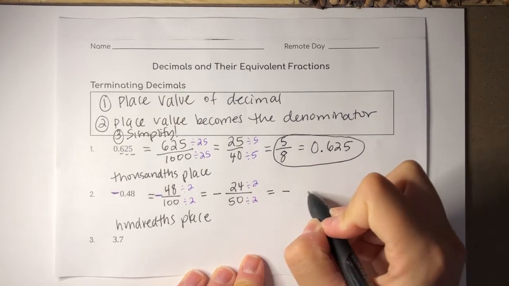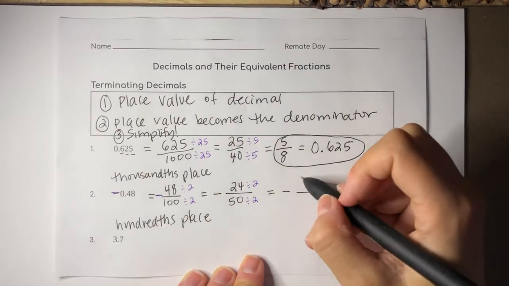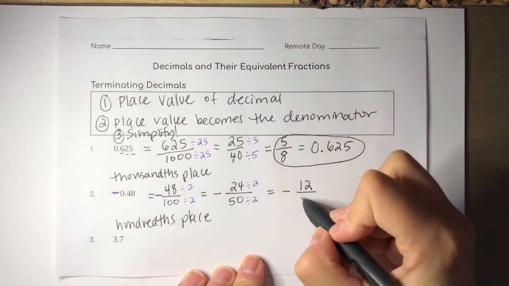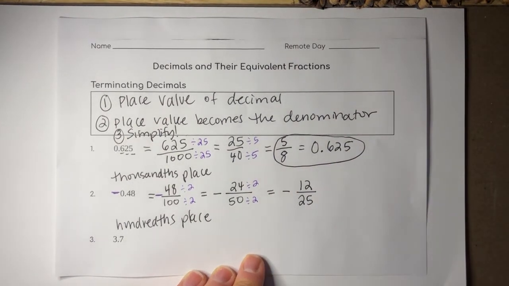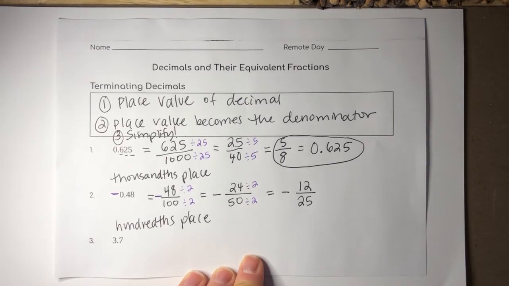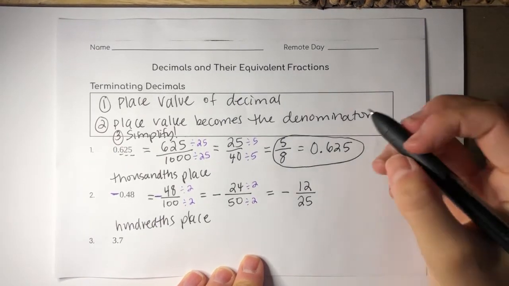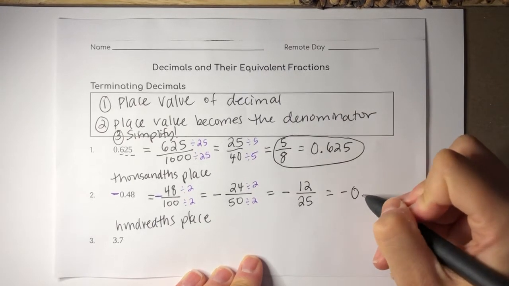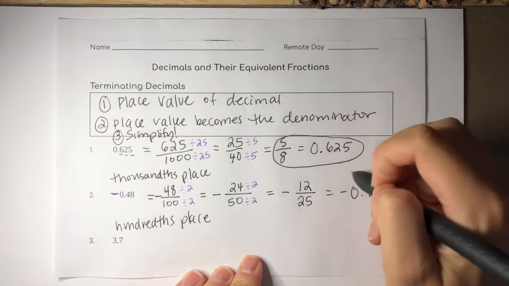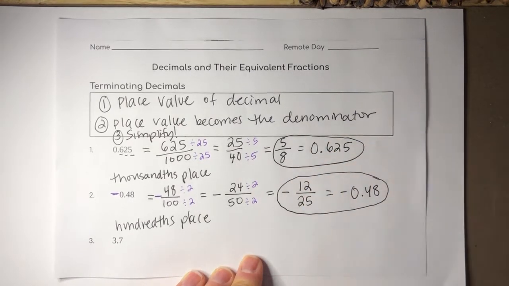So I have negative, and then 24 divided by 2 is 12, and 50 divided by 2 is 25. So at this point, I think of what I know about 12 and 25, and I know that they cannot be simplified anymore. So that means that the fraction form of negative 0.48 is negative 12/25.